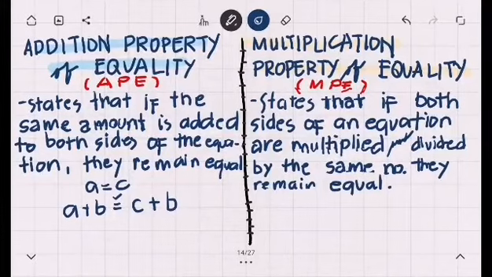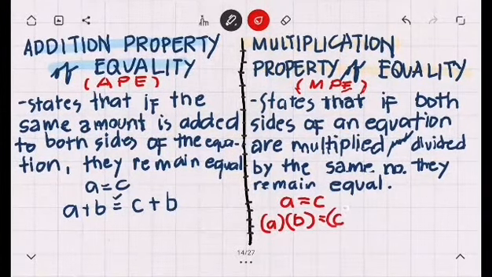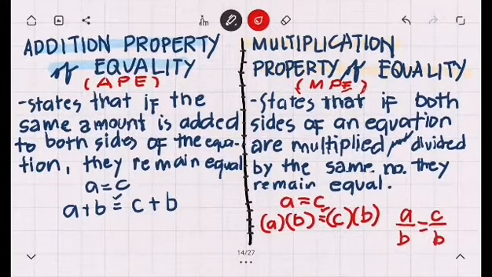Same with the multiplication property of equality. So this time, if both sides of an equation are multiplied and divided by the same number, they remain equal. Or in symbol, let's say we have, again, A equals C. So when we multiply A to B, so dapat si C imu-multiply rin natin kay B para sila ay maging equal pa rin. So ganun din kapag magdi-divide tayo. So when we divide A by B, so dapat si C di-divide din natin kay B.